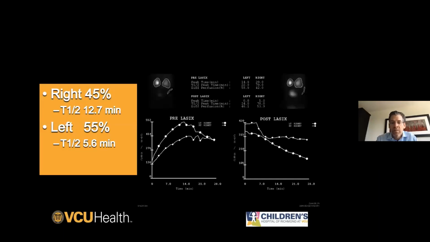So this is the renal scan on this patient, and you can see function is good, 45%. T1/2 certainly not obstructive, and you can see the drainage here as well.